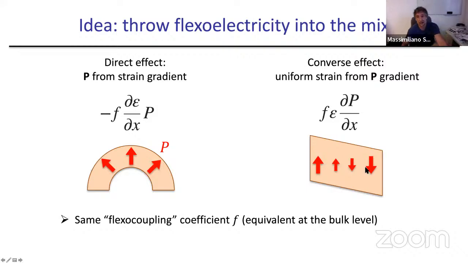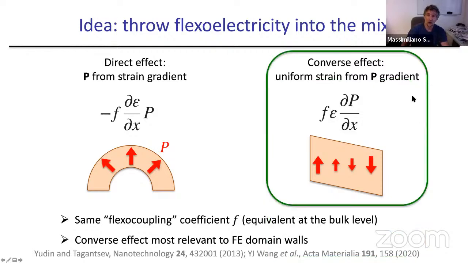And actually, the two effects are governed by the same flexocoupling coefficient F, and one can show that these two, if you do a simple integration by parts, are exactly equivalent at the bulk level. You can decide to include either one or the other in your continuum Hamiltonian, and as long as you don't have surfaces, the description is exactly the same. But actually, we prefer to work with this one because it is most relevant to ferroelectric domain walls.